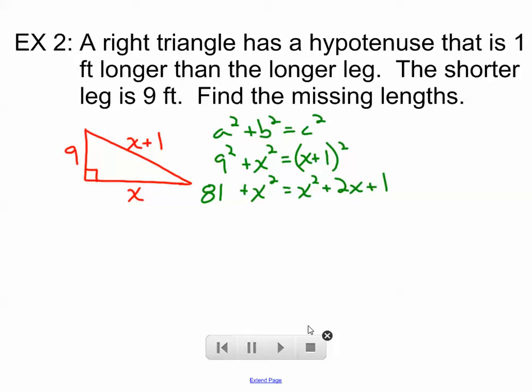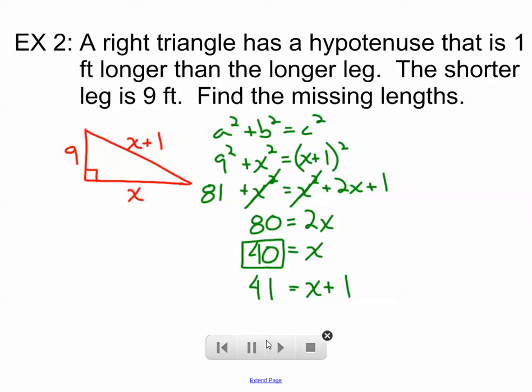We got a quadratic equation, but there's x squareds on both sides, so we just ignore those. So 81, subtract 1 from both sides, and you'll get 80. On the right, you'll get 2x. Divide both sides by 2, you get 40. And there we go. The longer leg is 40. We want to know the hypotenuse too, which is x plus 1. That's going to be 40 plus 1, 41. So I thought we might have to do something with a quadratic equation there, but not quite, because the x squareds just cancel each other out since there's one on each side.